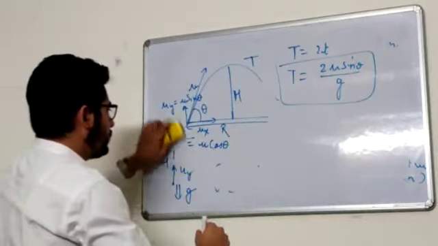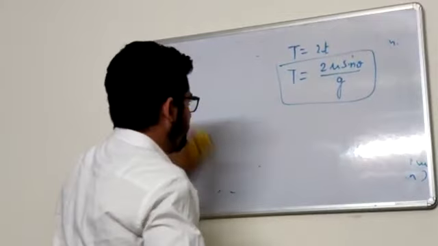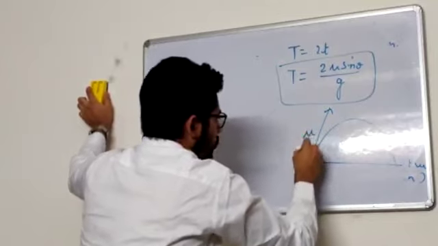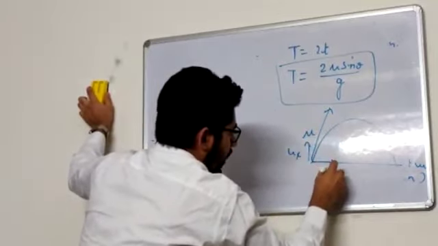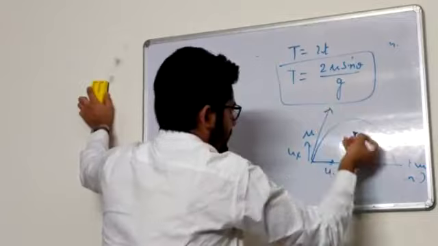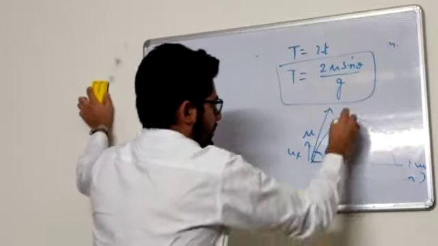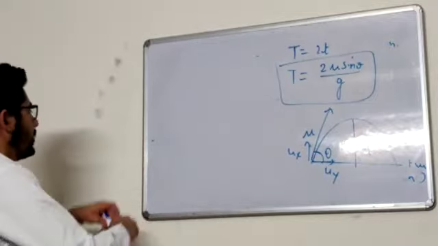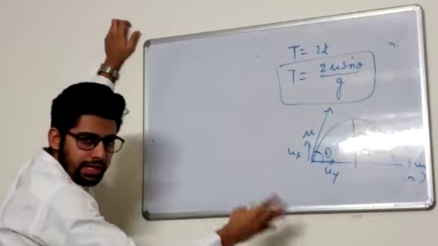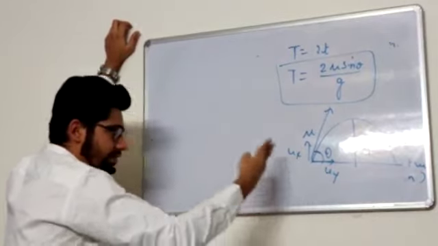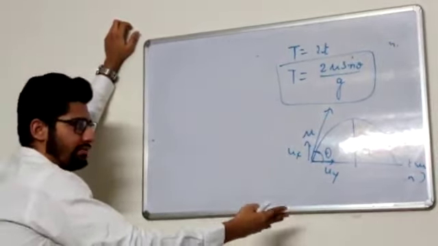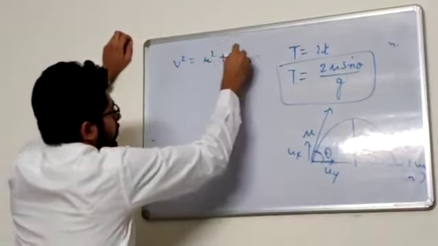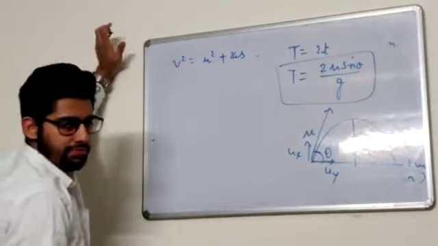Okay. Now we want to calculate the maximum height achieved by the particle. So this is our diagram, u, ux, uy, and this is angle theta. So this is the height which we want to calculate. So how should we calculate it? The point is that we have the second equation, okay, and we also have the third equation. So we can use the third equation, v square is equal to u square plus 2as. So this is the third equation of motion which we have.